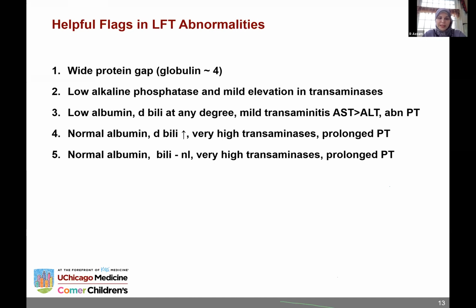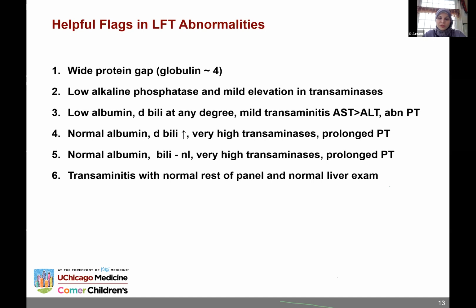Number 5, normal albumin. Bilirubin is normal, very high transaminases, and prolonged PT. So the coagulation is abnormal. The transaminases are very elevated. And again, the albumin is normal. So just because the INR is prolonged and the transaminases are very elevated, you're going to be thinking about an acute process. It could be an ischemic process. It could be a medication process, again, with anicteric hepatitis.